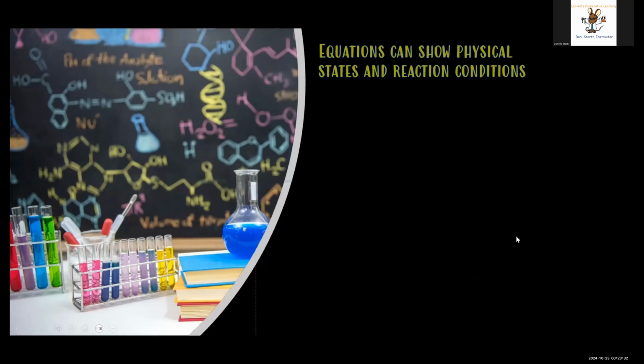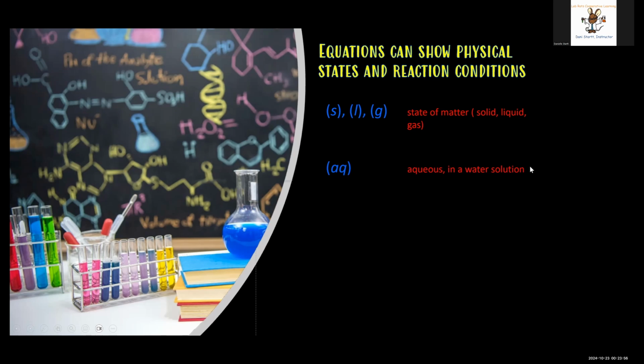Okay, so equations can show physical states and reaction conditions. When you see things like this little S, L, or G in parentheses, and they're usually italicized when you see them in typeface, they are for your state of matter, whether it is solid, liquid, or gas. You can also have this one. This is aqueous, which means it is dissolved in a water solution.